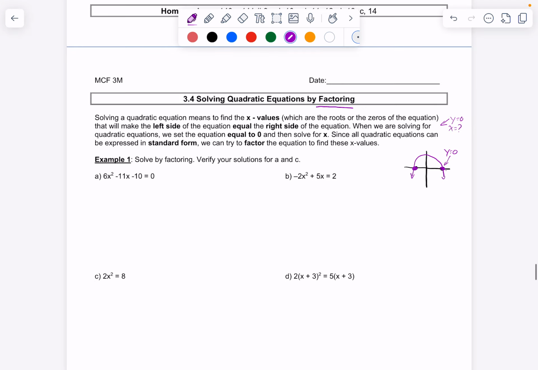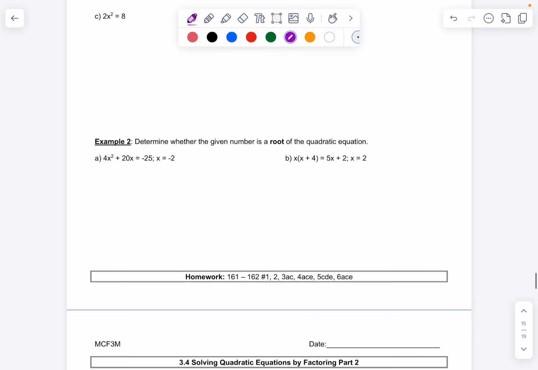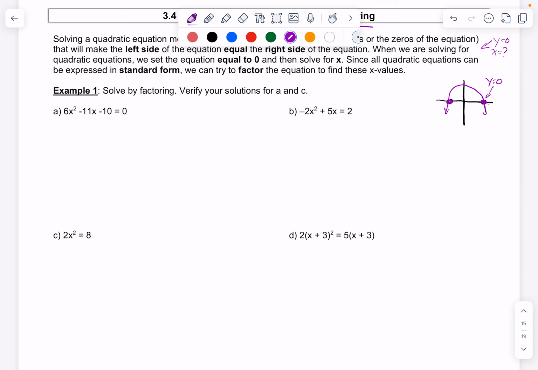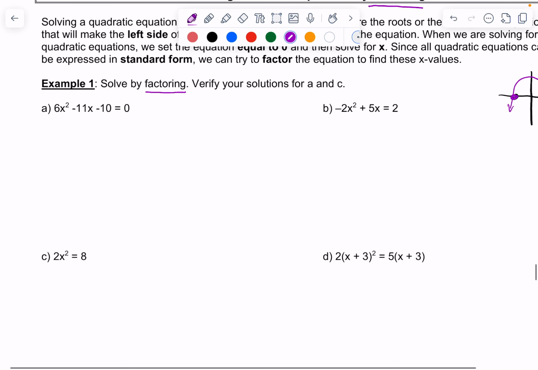So today's lesson isn't super long. I think we have just 2 examples. All right. So we're solving each of these examples by factoring. So let's look at example 1a.